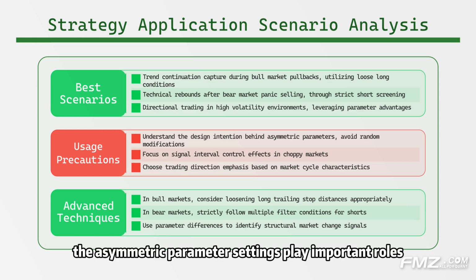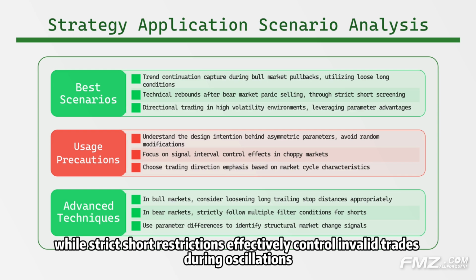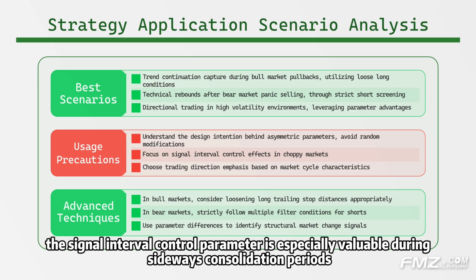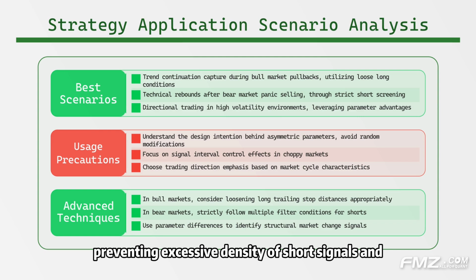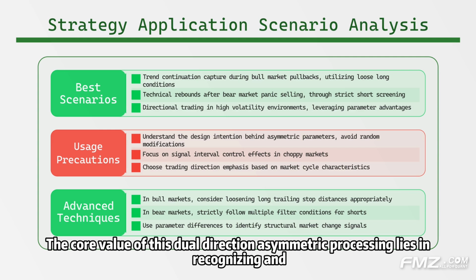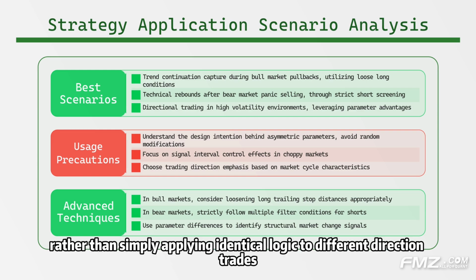In choppy markets, the asymmetric parameter settings play important roles. Relatively loose long conditions avoid frequent false breakout losses, while strict short restrictions effectively control invalid trades during oscillations. Notably, the signal interval control parameter is especially valuable during sideways consolidation periods, preventing excessive density of short signals and avoiding overconsumption of trading costs. The core value of this dual-direction asymmetric processing lies in recognizing and utilizing fundamental market structure differences, rather than simply applying identical logic to different direction trades.